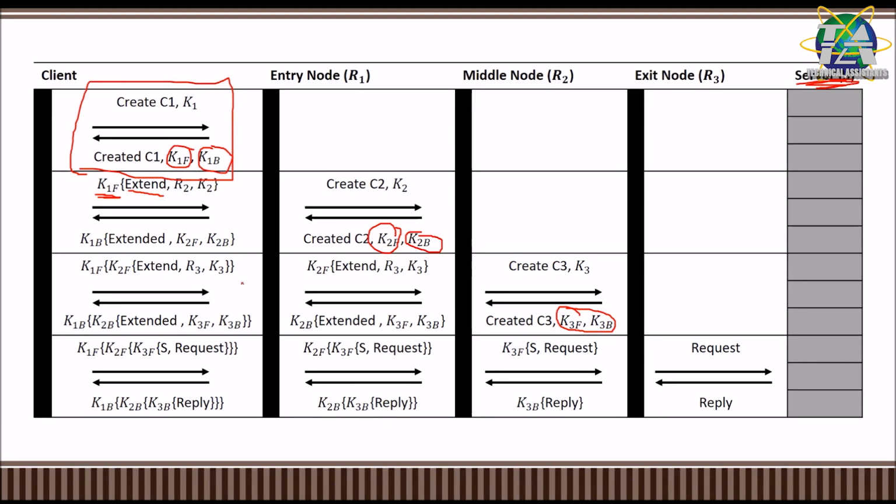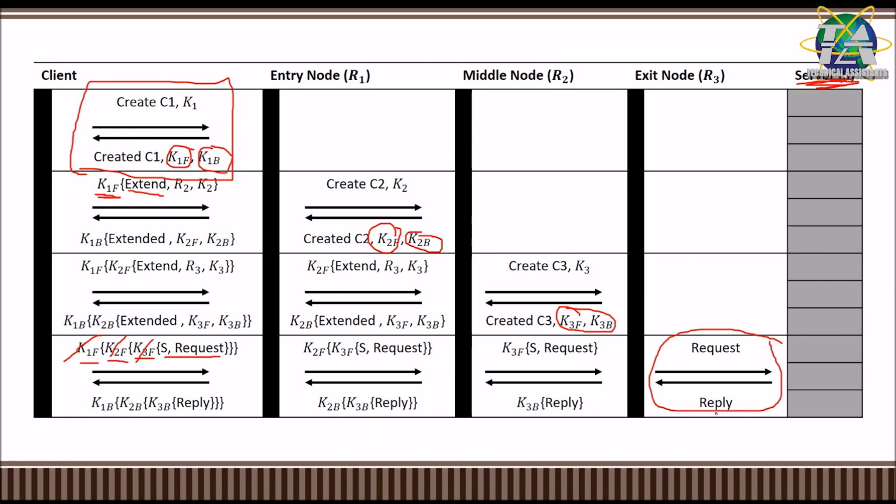Now, when it wants to send data to the server, which is here, the client will encrypt the data layer by layer using the three forwards keys that it has gotten from the nodes. So here the inner one is the third forwards key, then the second forwards key, and the first forwards key. So it's encrypted three times. Now, this whole thing is sent to the entry node, which decrypts the first layer, then it sends to the middle node, which decrypts the second layer, then it sends to the third node, which decrypts the last layer. And then the exit node and the server can now communicate.